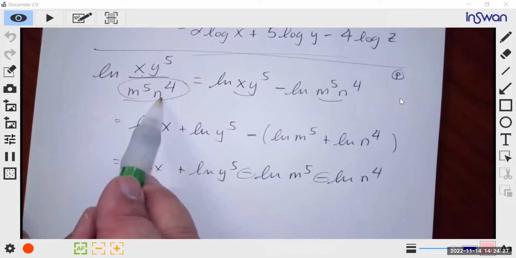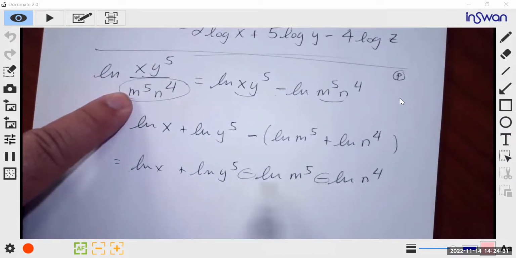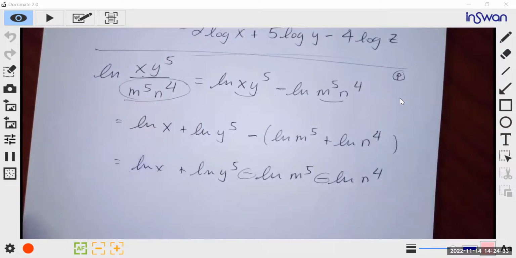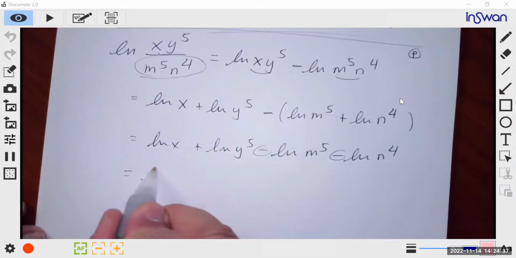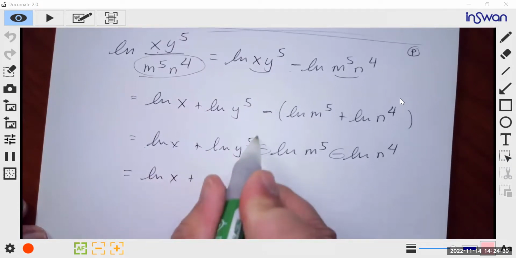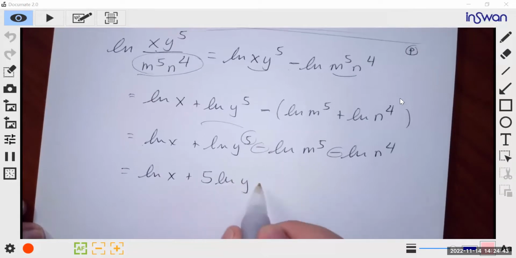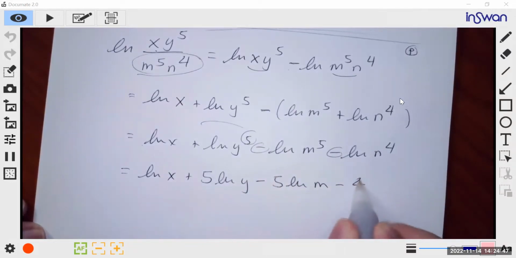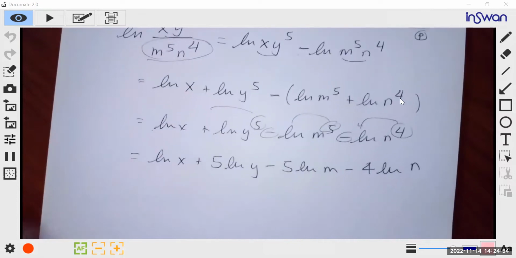Since I know this is a product, I'm going to have ln m^5 with a minus sign, minus ln n to the fourth. Now I have exponents. I can't have exponents, so they all come out in front. So they just come out in front. And there you have it.